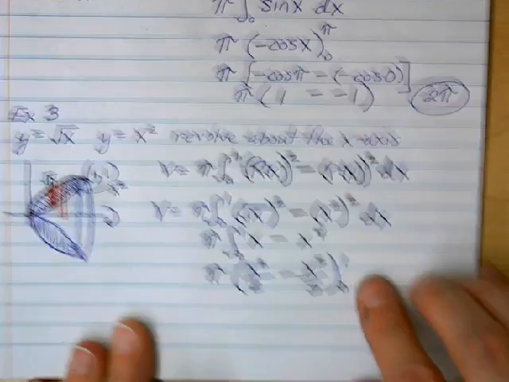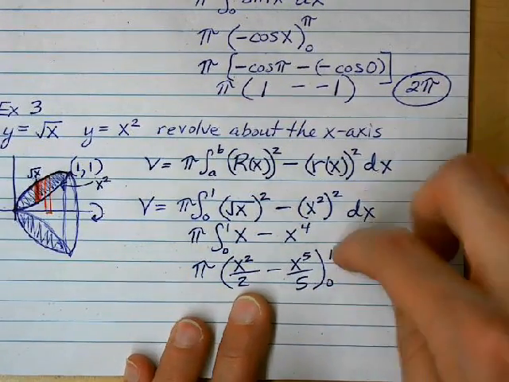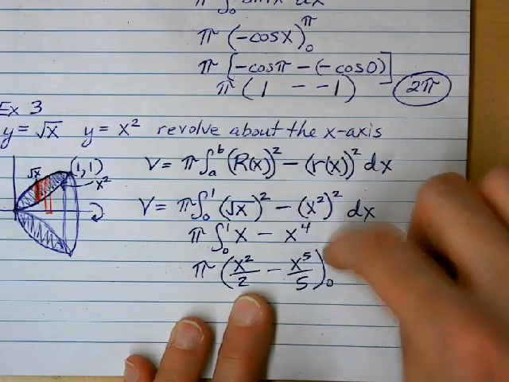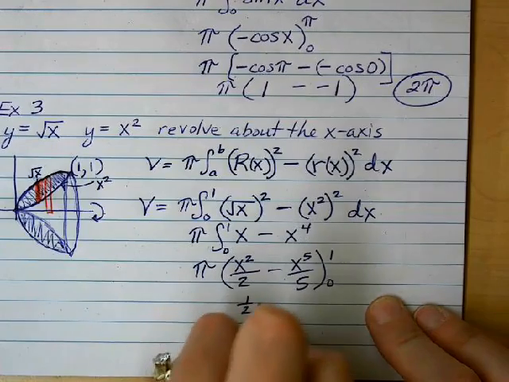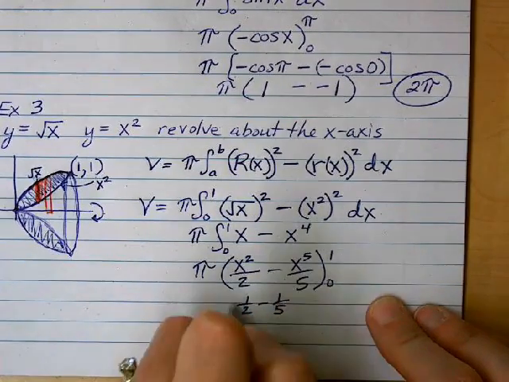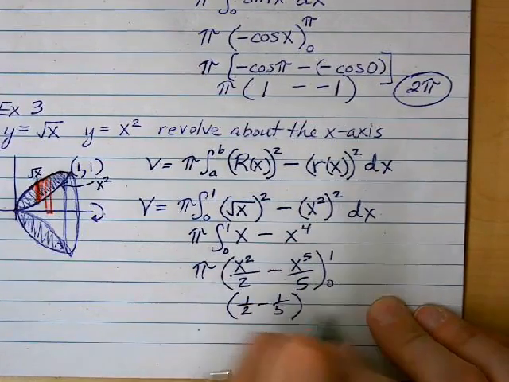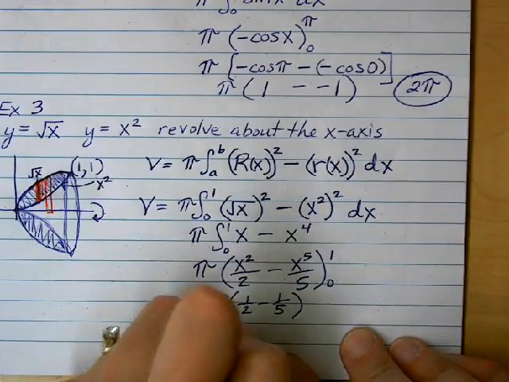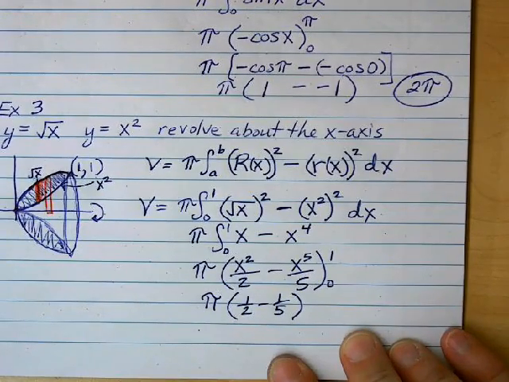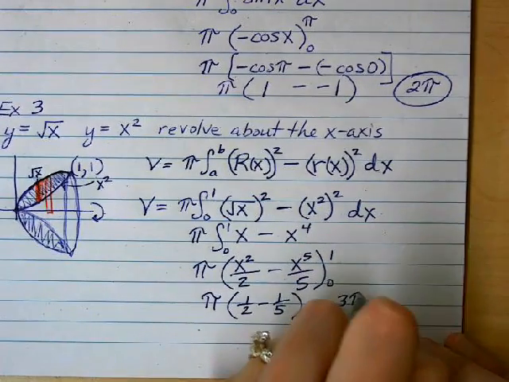Okay, now you can plug in the numbers. It's like f of 1, plug in 1, so it'd be 1/2 minus 1/5. If you plug in 0, you get 0, so it'd be this answer minus 0. Don't have to really write minus 0. Alright, so 1/2 minus 1/5. It would be 3/10. So it'd be 3 pi over 10, after times by pi. There's the answer for that one.